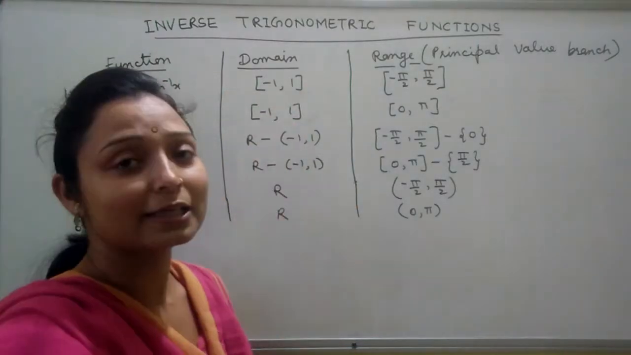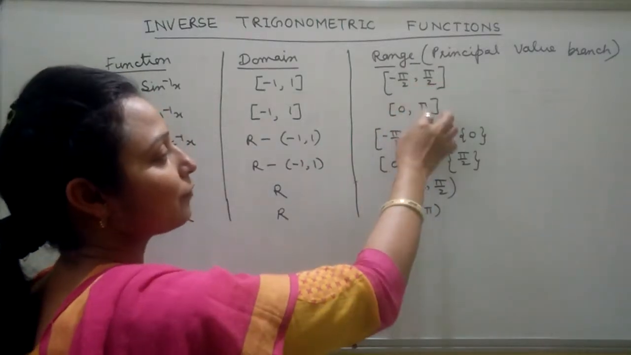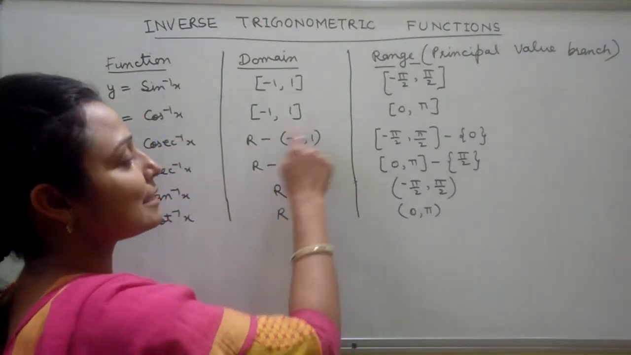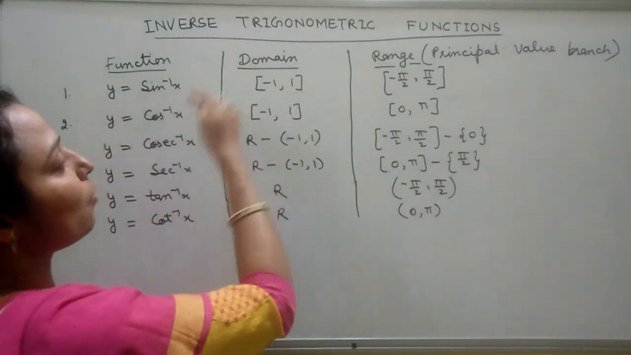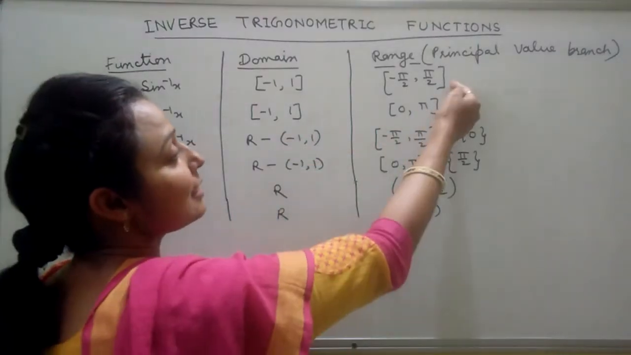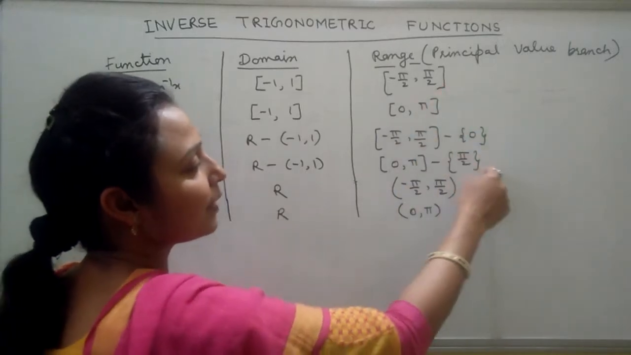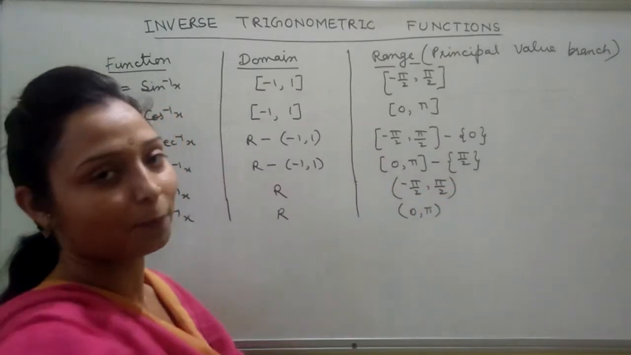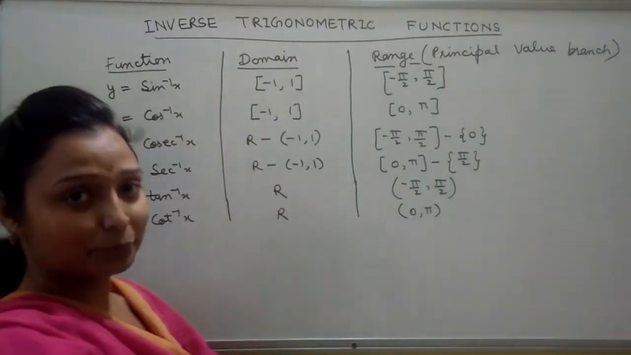Learning this concept is very easy. For only these two you have to learn the range, and for these two you have to learn the domain. The other two have the set of all real numbers as domain. Sine inverse and cos inverse have the same domain, and tan inverse and cot inverse both have the same domain. The ranges are only repeated. In this one we have to exclude 0. In this one we have to exclude π/2, and this is an open interval and this is an open interval. So this is the basics of inverse trigonometric functions.